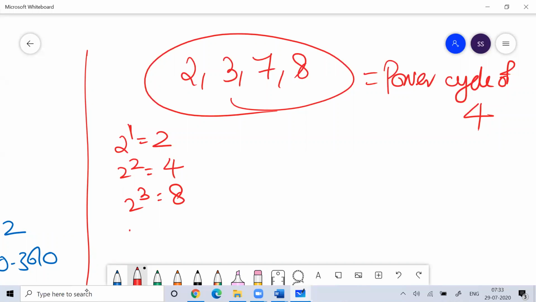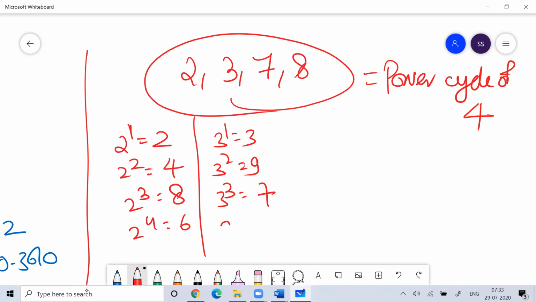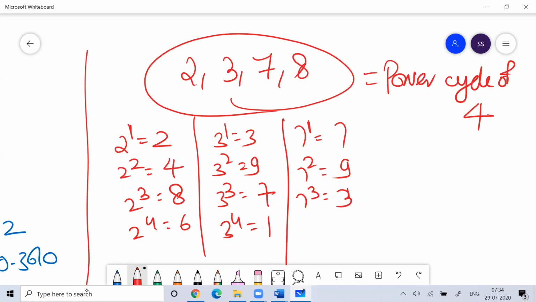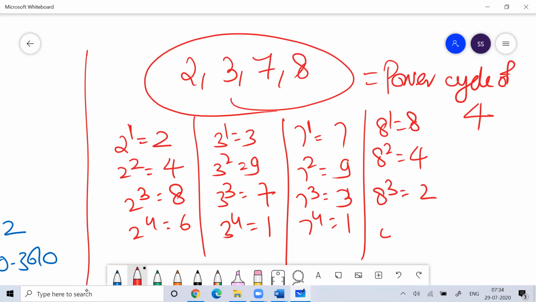The same thing will work for 3 also. The same thing will work for 7 also. And 8 also, the same thing will work. Whatever I told you for 2, that after the 4th power the same values will come, the same thing will work for 3, for 7, and for 8. You need to understand this.